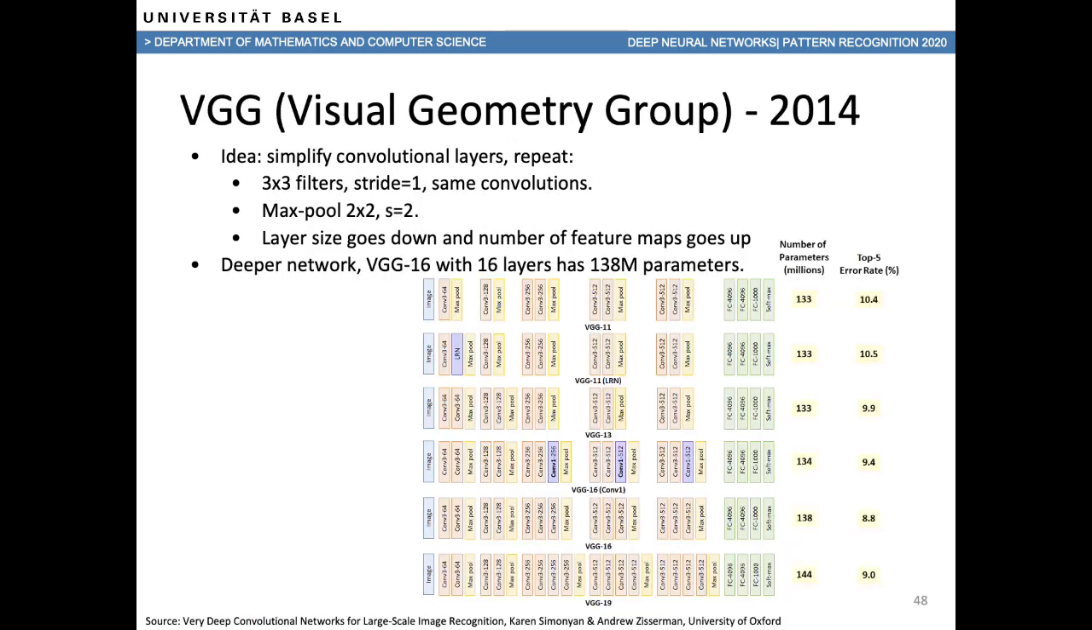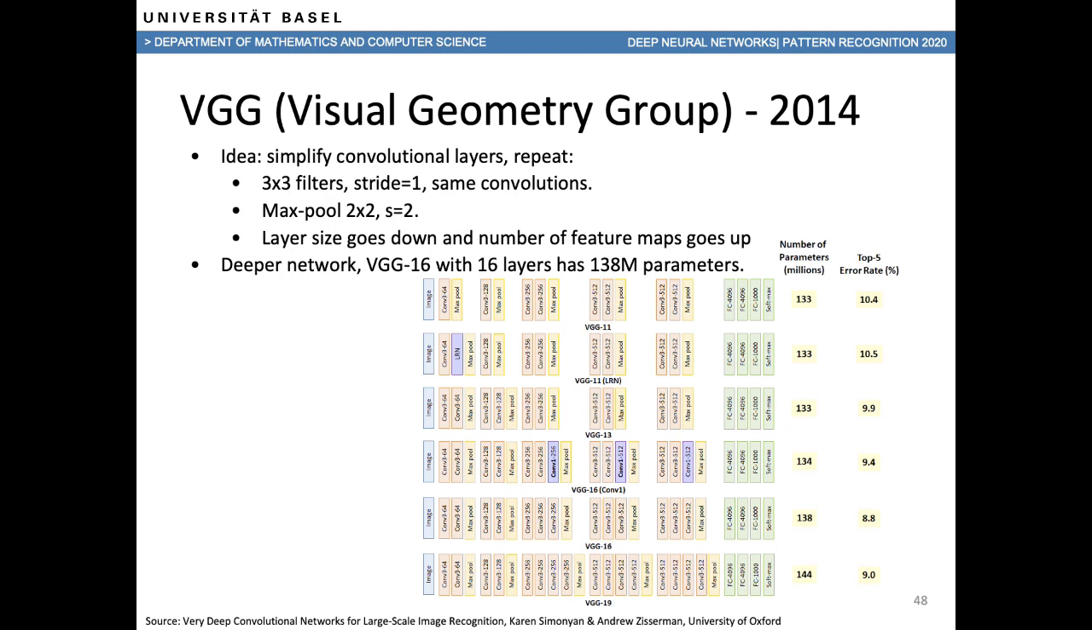So instead of AlexNet, where we had all of these parameters to tune, in VGGNet, which stands for Visual Geometry Group, a group at University of Oxford, they had this idea to simplify the convolutional layers in a neural network in some kind of repetitive format. So what they came up with was to only use 3 by 3 filters with stride 1, same convolutions, then have max pooling only of 2 times 2 with stride 2.